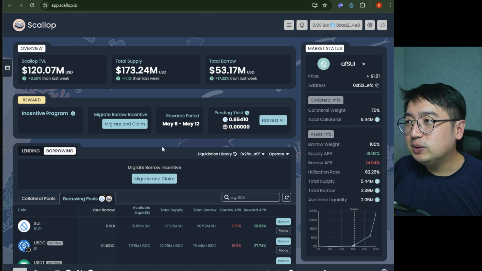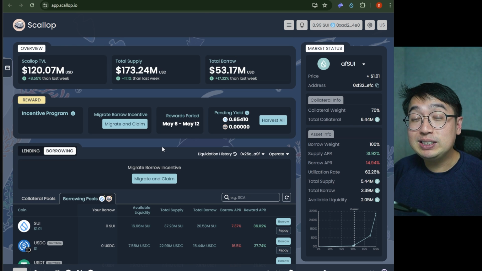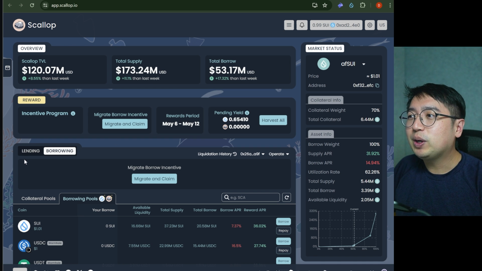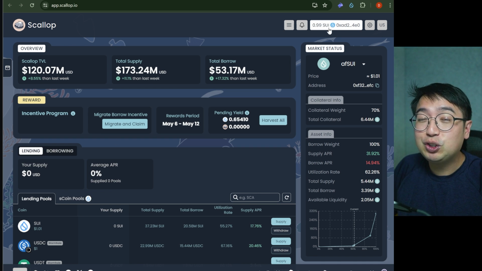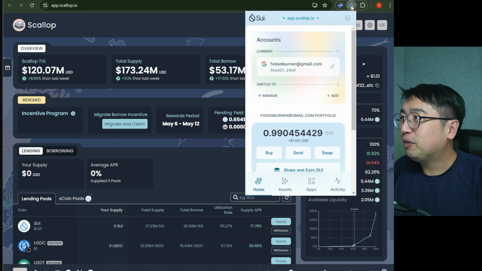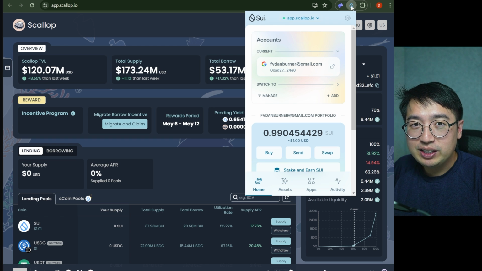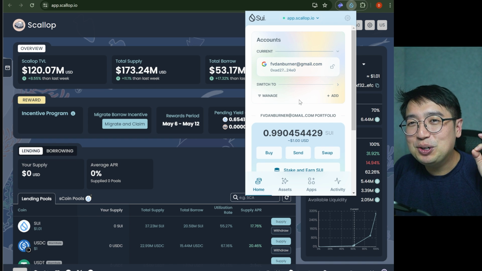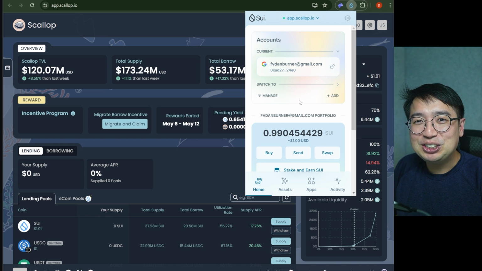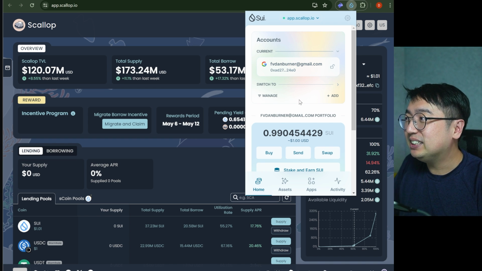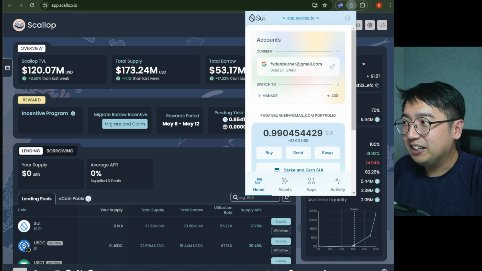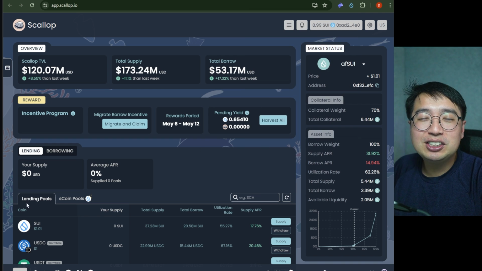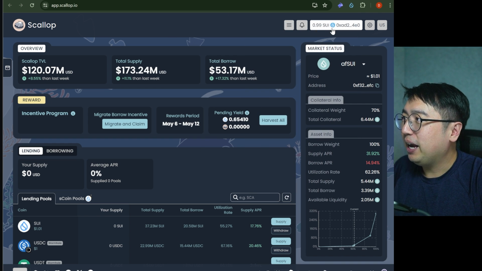So how do we use Scallop to earn more from our liquid staked AF SUI? We're gonna go into lending. We wanna make sure our wallet is connected. And for myself, I am using the SUI Wallet Chrome extension. It is very easy to use. I am using a burner email address just because I don't wanna take the time to censor my real email address anytime you see this in this video. So let's get started with Scallop and earning more.